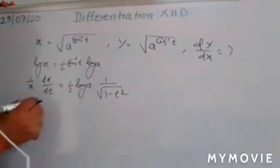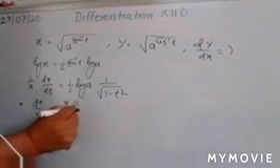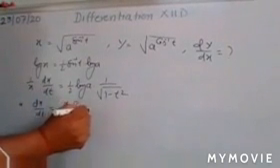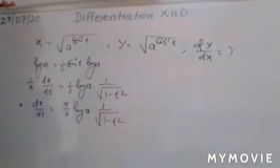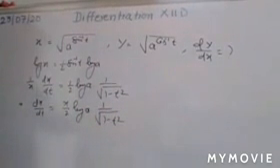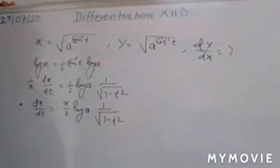So you write the value of dx by dt is equal to x upon 2 into log of a into 1 upon under root 1 minus t square. In this way you get the value of dx by dt.